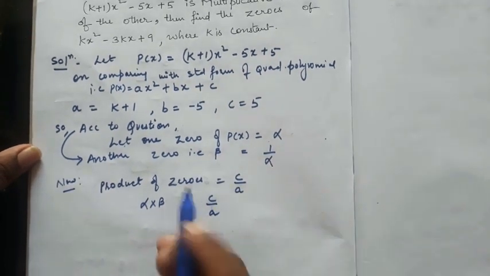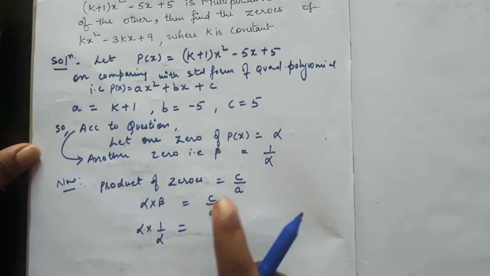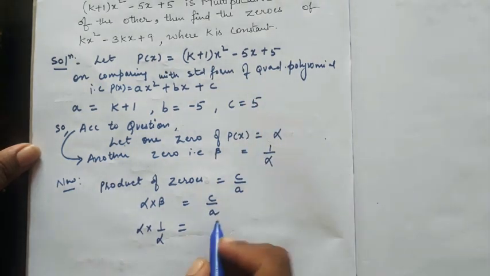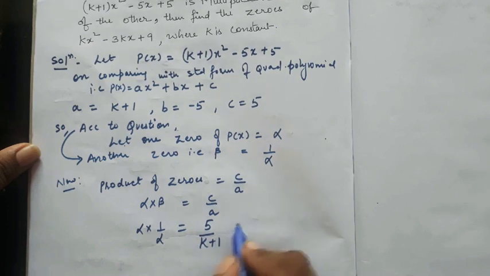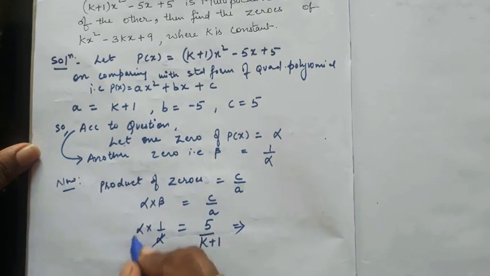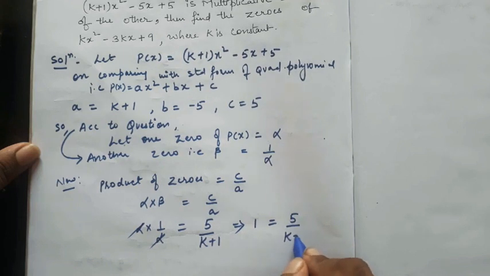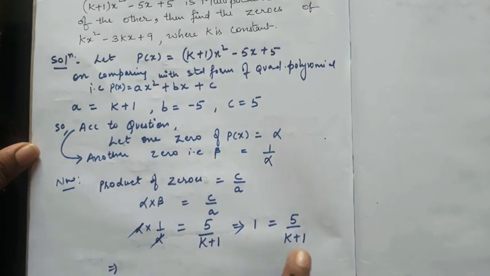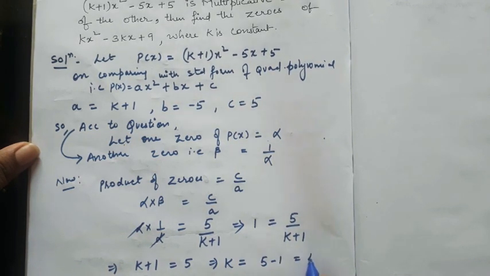Now we can put the value of beta here, that is 1 by alpha, and the value of c, that is 5, and a is k plus 1. After solving this, I'll get 1 is equal to 5 upon k plus 1. Next step, I'll get k plus 1 is equal to 5, and from here the value of k is equal to 5 minus 1, which is 4.